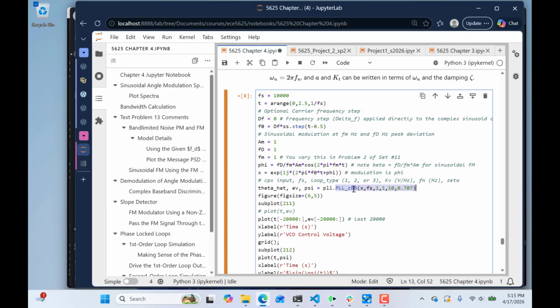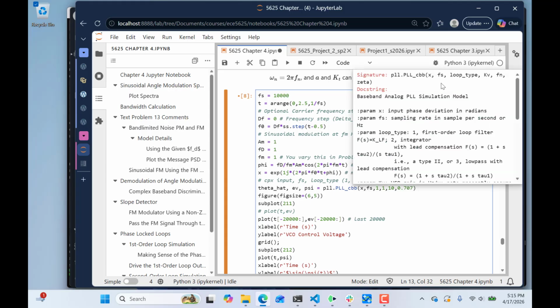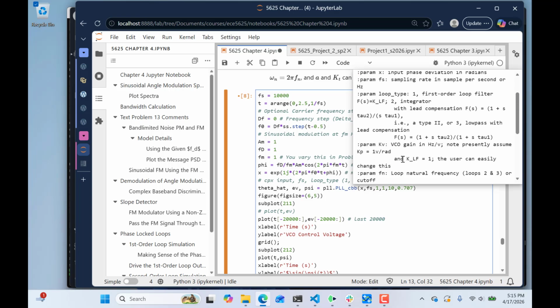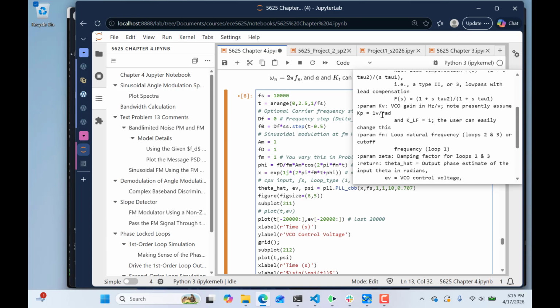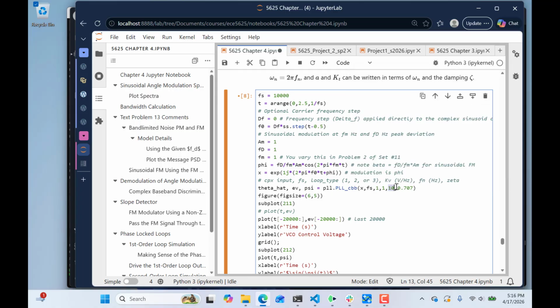Let's just refresh our memory. What are the attributes? The third attribute is the type of loop. I'm going to set it as a first order loop. And then I'm going to set the phase detector gain, or VCO gain, equal to 1. And then I'm going to set the cutoff frequency of the loop equal to 10. So the loop KT of this first order loop is 10 hertz. And the damping factor doesn't matter at this point.